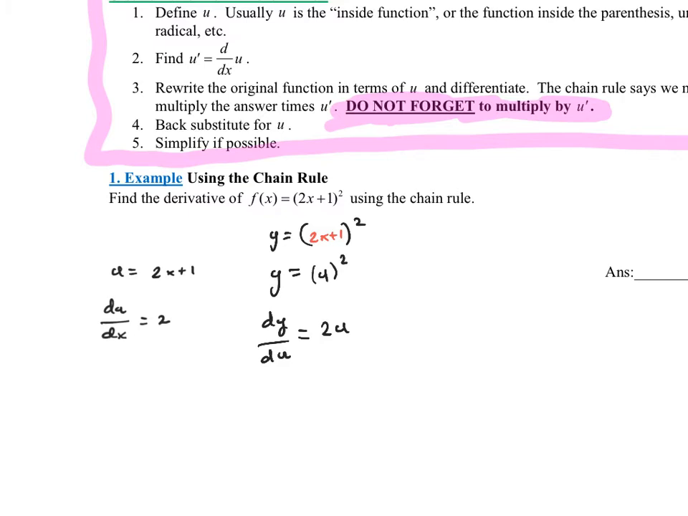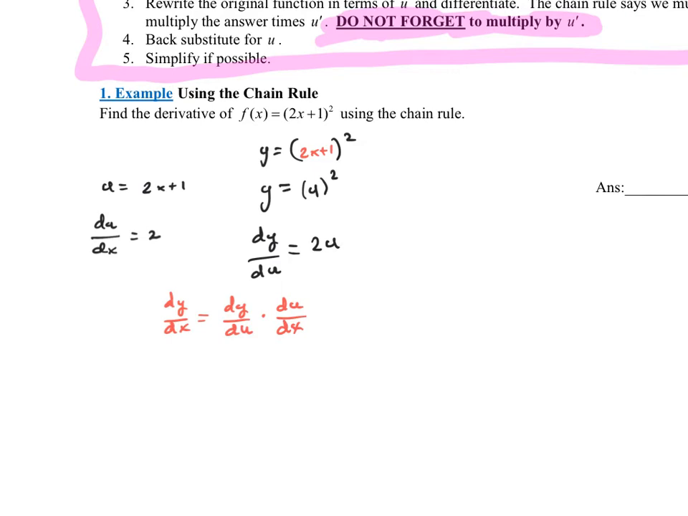Okay, so what does the chain rule officially say? The chain rule officially says to find the derivative of the original function with respect to x, you find the derivative of y with respect to u, and then you multiply that times the derivative of u with respect to x. dy du, du dx. Well, we have both of these things already. We have dy du right here, and we have du dx right here. So let's plug those in.